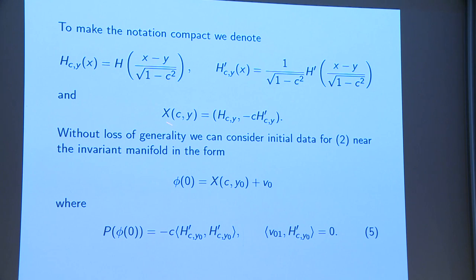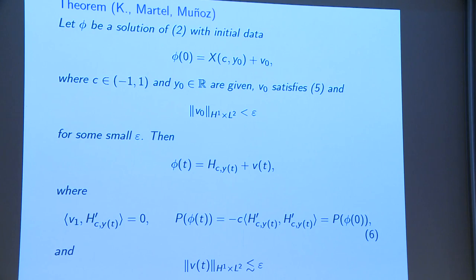And so then I can look at the perturbation of this initial data, and it's not so difficult to see that, without loss of generality, I can consider perturbations in such a way that the speed c corresponds to the initial momentum, and the perturbation v0, which is a vector, has its first component L2 orthogonal to h prime. This is very easy to do, because if I start with any initial data near the kink, I can first choose c, and then I can adjust y in order to satisfy the orthogonality condition. So it's just a matter of a choice. Well, it's a convenient choice.